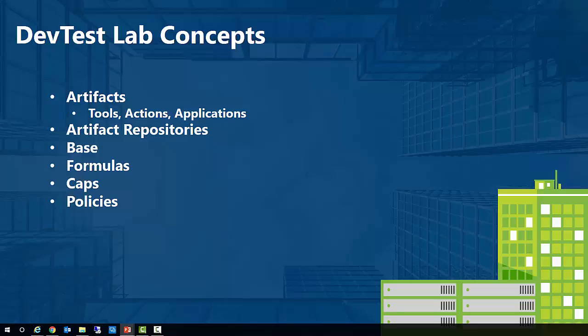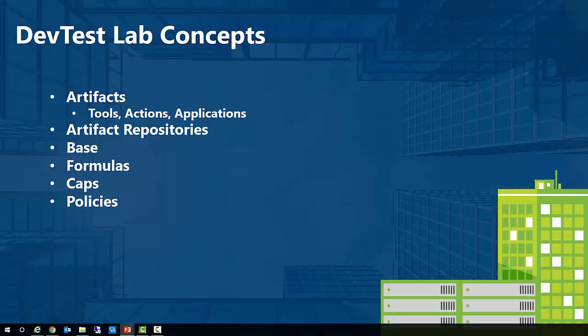Formulas, in addition to base images, provide a mechanism for fast virtual machine provisioning. A formula in DevTest Labs is a list of default property values used to create a lab VM. With formulas, virtual machines with the same set of properties such as base image, VM size, virtual network, and artifacts can be created without needing to specify those parameters each time. When creating a virtual machine from a formula, the default values are suggested and can either be used as is or modified if need be.